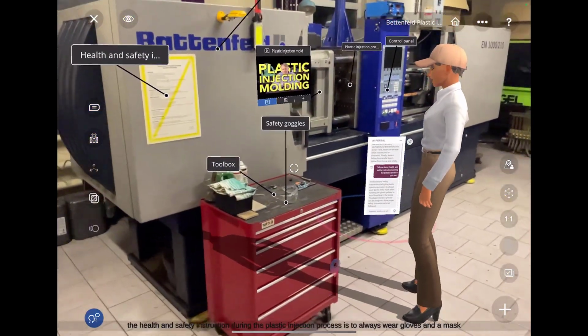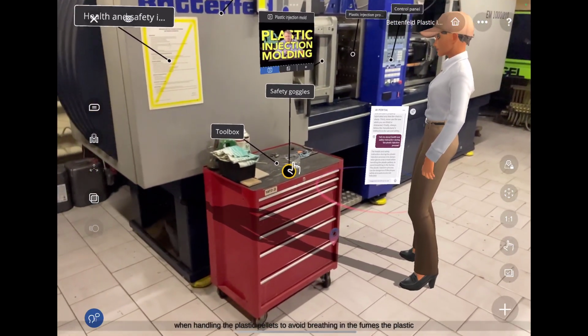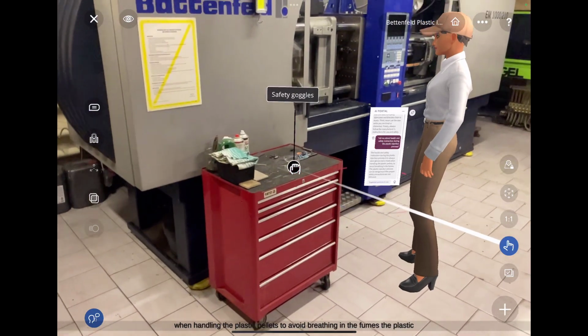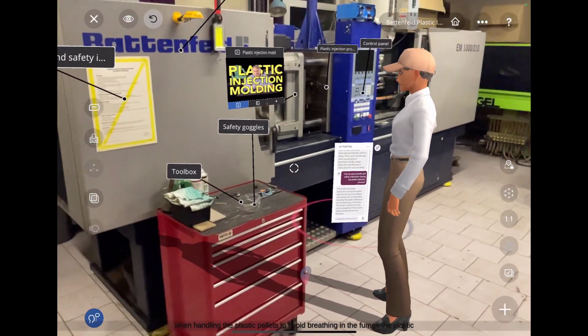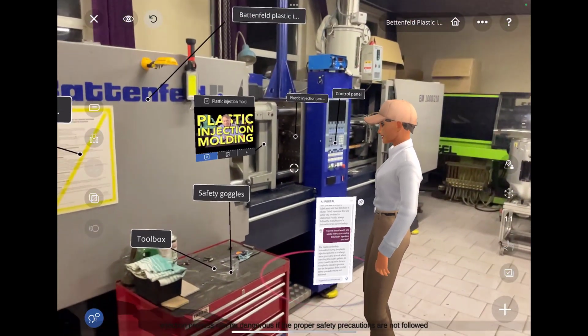The health and safety instruction during the plastic injection process is to always wear gloves and a mask when handling the plastic pellets, to avoid breathing in the fumes. The plastic injection process can be dangerous if the proper safety precautions are not followed.